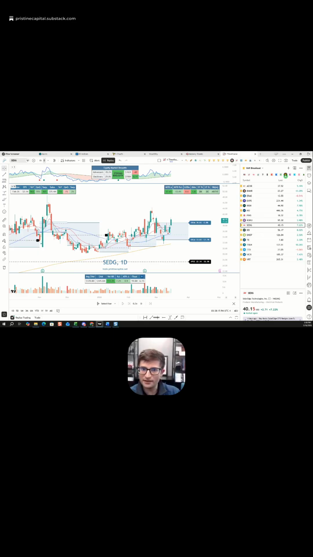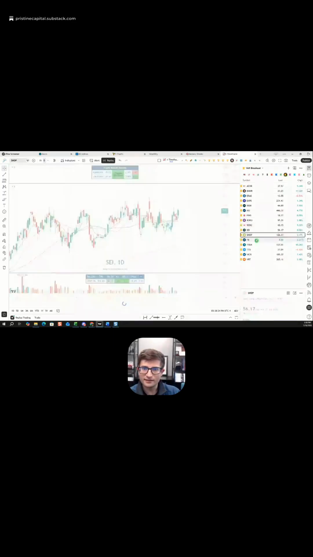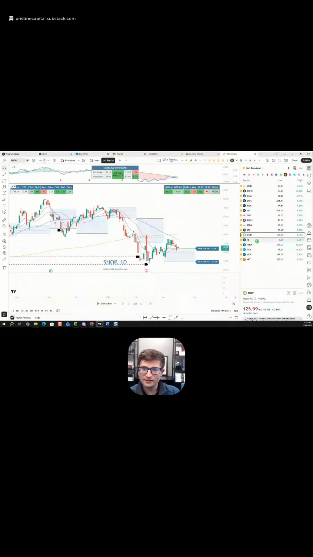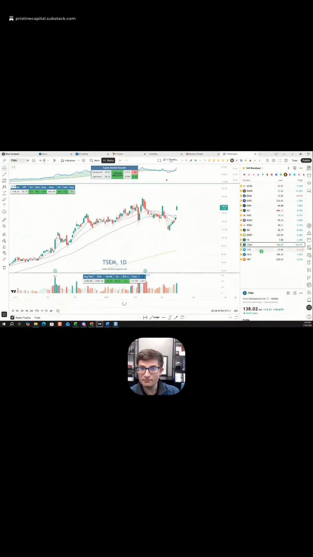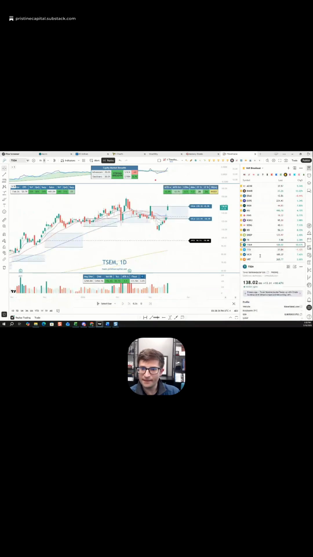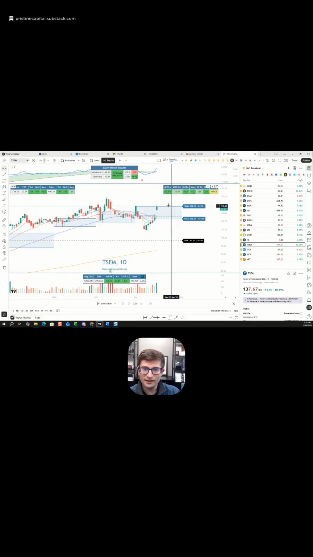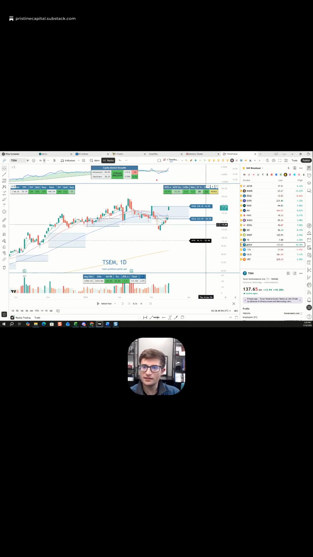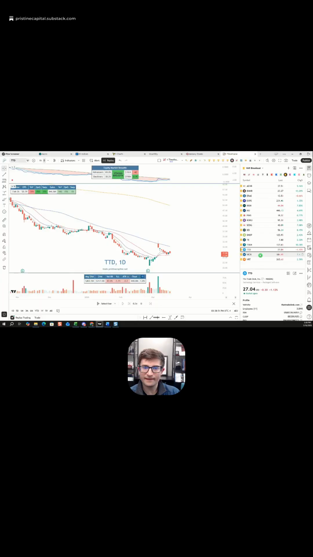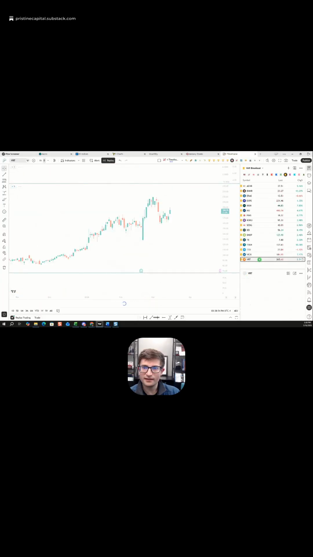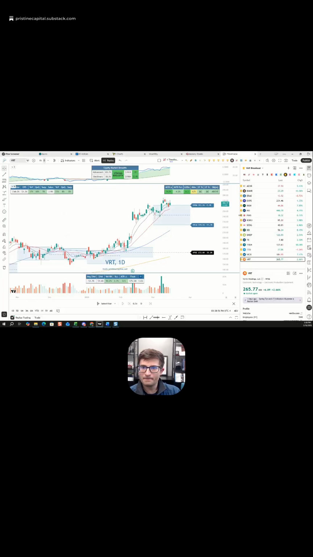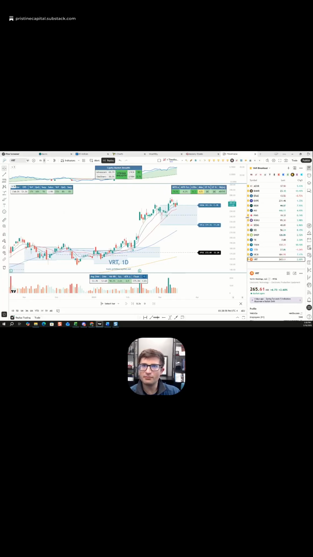SDI, this is a financial services company. Shopify, TSEM. Let's see what this stock does. Yeah, Tower Semi engages in providing semiconductor solutions. Semis are bouncing today, and you can see this one attempted to break out of its monthly value where now it's just falling back inside of it. So this could be another good one to watch. TTD just looks bad. And yeah, that's the end of our value area high breakout stocks.